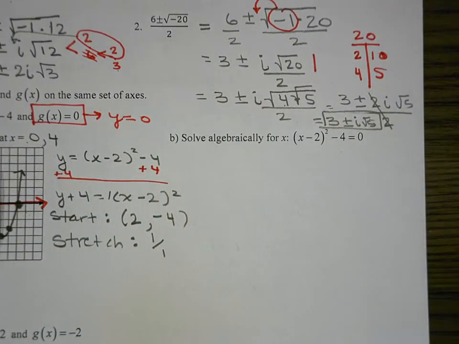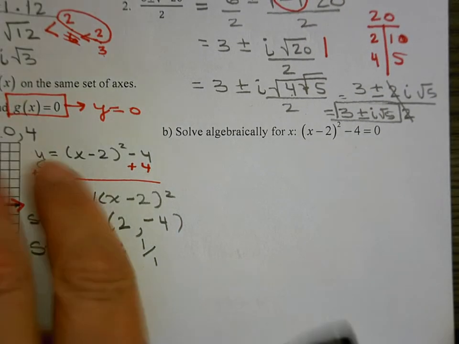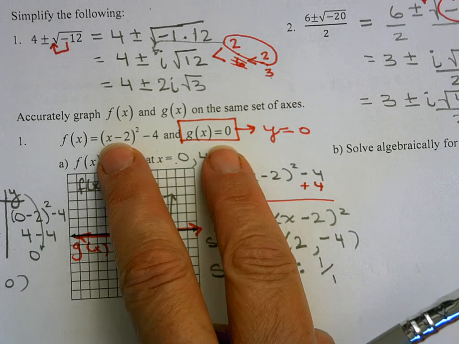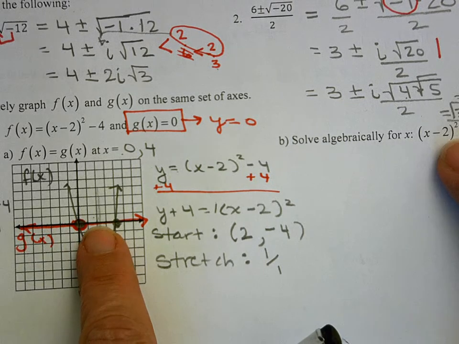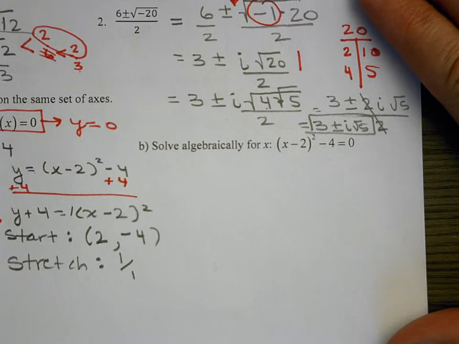All right, so let's take a look at part B. So for this one right here, we want to solve algebraically. So we already should know our answer to this, right? Because we look to see where these two functions equal, and they're going to equal, just like this other equation, where they intersect. So we know the answer should be 0 and 4. Okay, but we still have to solve it algebraically.